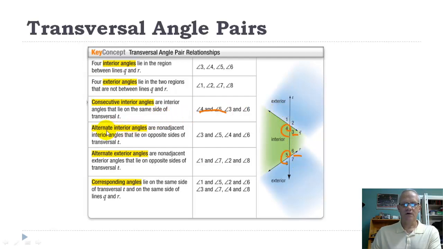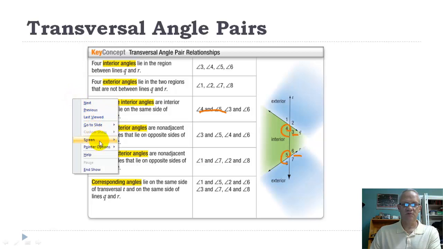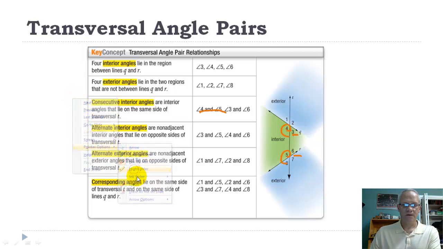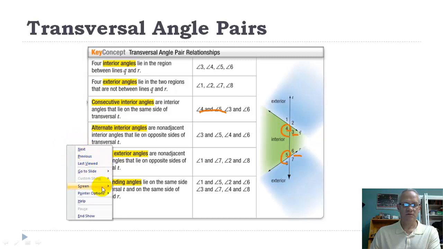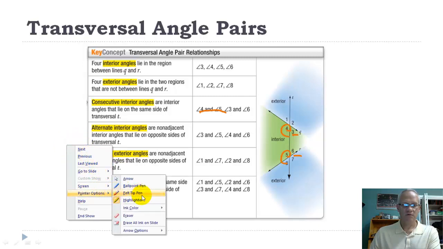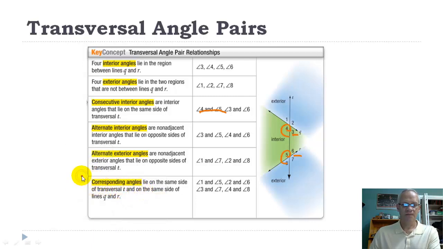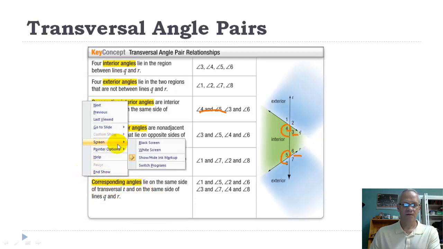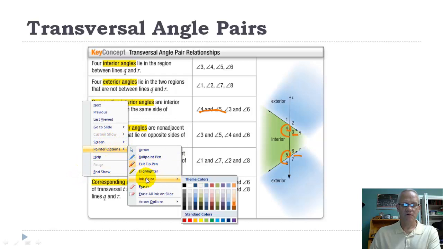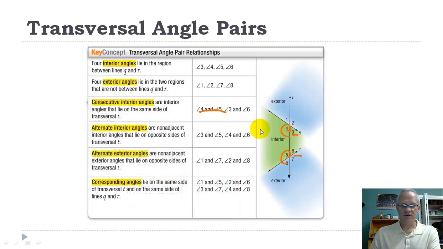All right, next one is alternate interior angles. Okay, so alternate interior angles, I'm going to change my color again here. So, oh man, I don't even know what I did there. Oh, I went to a highlighter. All right, so let's go back to blue, I guess.